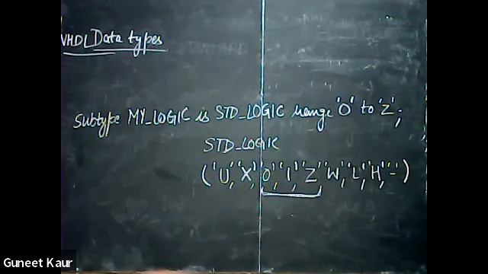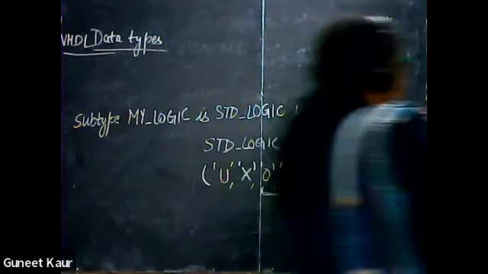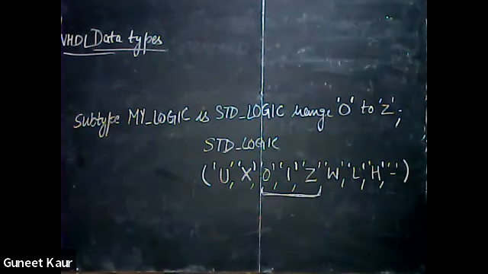So these were some of the examples of subtype. As you can see in this my_logic, I have already explained this subtype. So this was the explanation for your subtype. Now we know that a subtype need not impose a constraint. In such cases, the subtype simply gives a name to an already existing type.